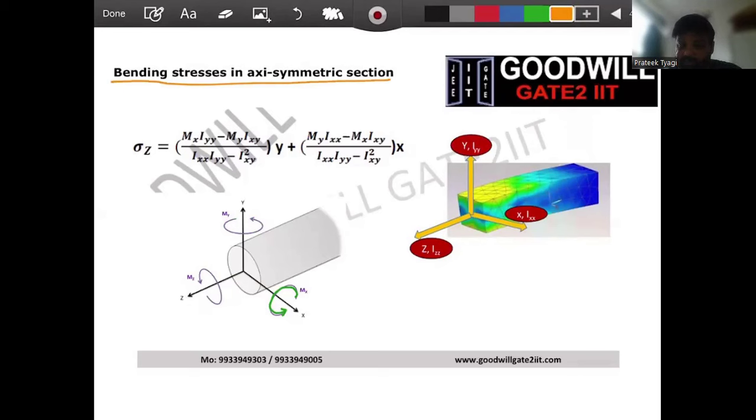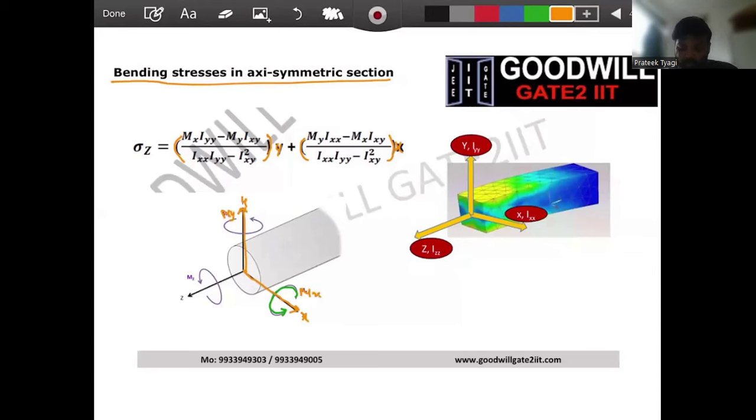So if you see the right-hand side equation, the first thing you observe here is that you have two brackets. One is with y and the other one is x, because your cross-section is in the xy plane. And the moments which you can apply are only mx and my.